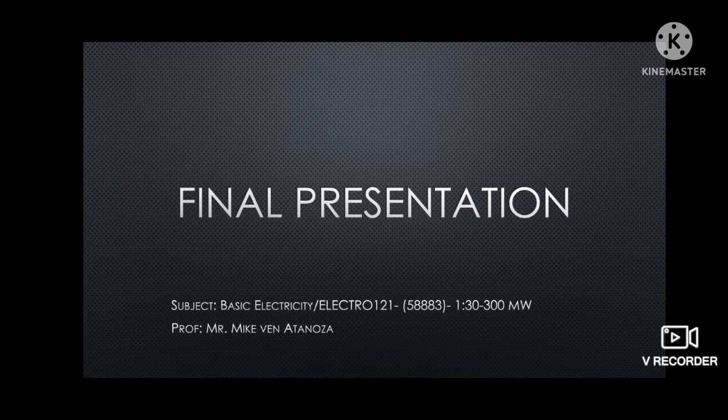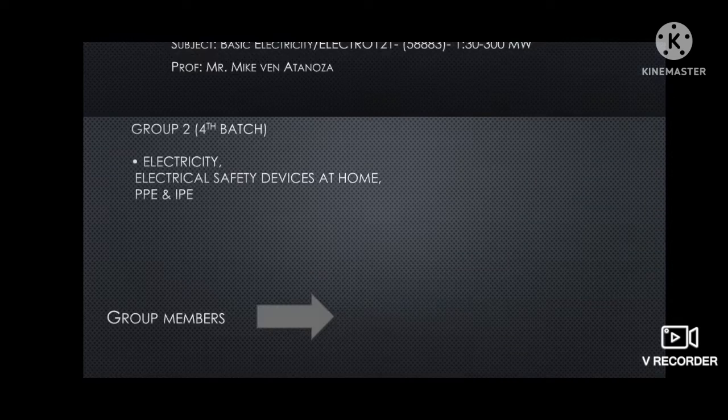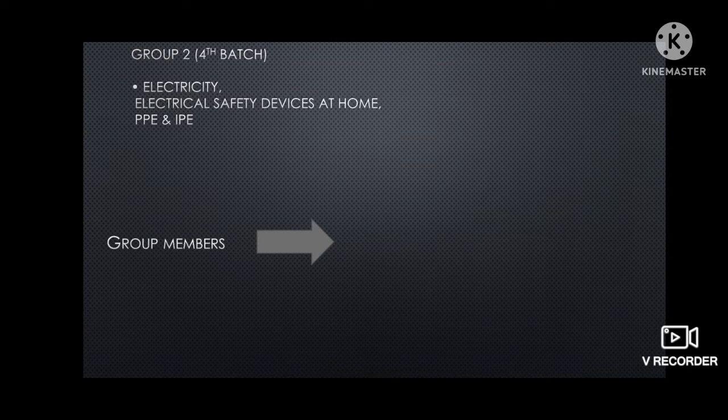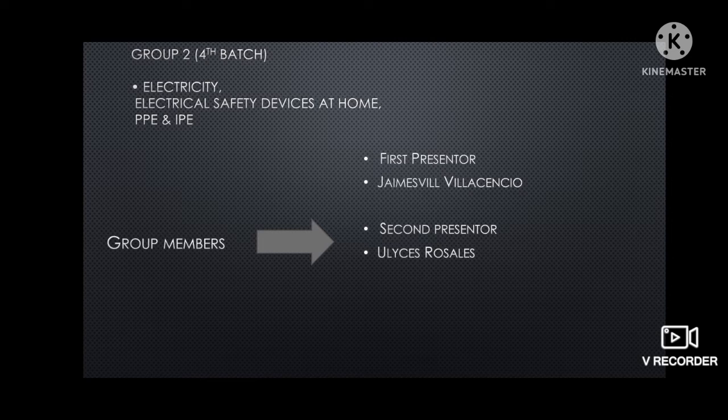Good day everyone. We are Group 2, fourth batch, and we are going to present about electrical safety devices at home, personal protective equipment and insulating protective equipment. First presenter: Jamesville Villasencio. Second presenter: Ulysses Rosales. Third presenter: Erwinson Ensaz.